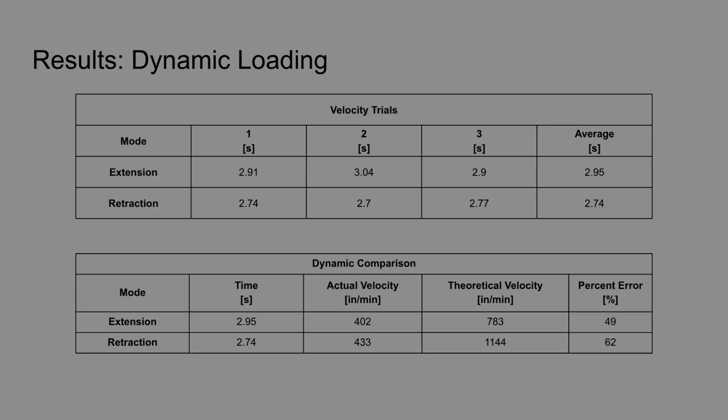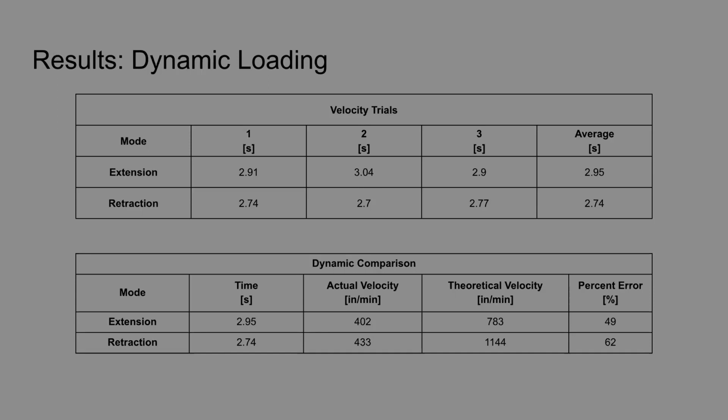The results of the dynamic loading: we did 3 separate trials and averaged the times. That way we could have one value that we could use for each extension and retraction. The time that we calculated for extension was 2.95 seconds and retraction 2.74 seconds.